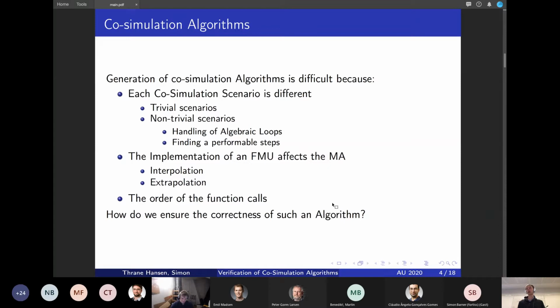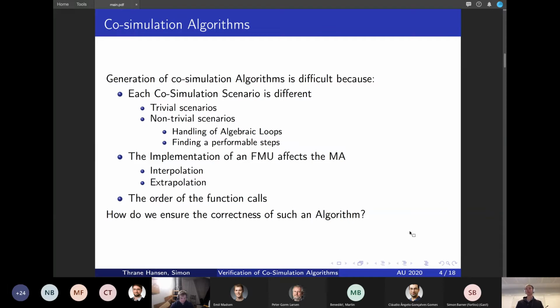But it's not only the scenario, but also the implementation of each of the FMUs that affects the configuration of the master algorithm. That is, if a simulation unit is using interpolation or extrapolation. And then, of course, the order of the procedures is also important.